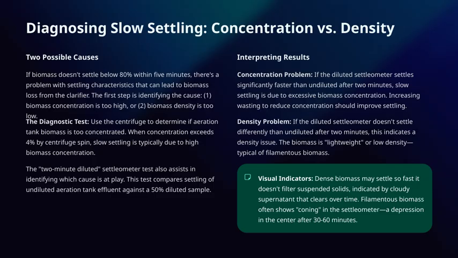Finally, some visual clues can help us confirm these findings. Dense biomass may settle so quickly that it doesn't filter suspended solids effectively, leading to a cloudy supernatant that gradually clears. Filamentous biomass, however, often shows a conning effect, a depression forming in the center of the settleometer after about 30 to 60 minutes. Recognizing these signs helps us tailor our approach to improve settling performance.